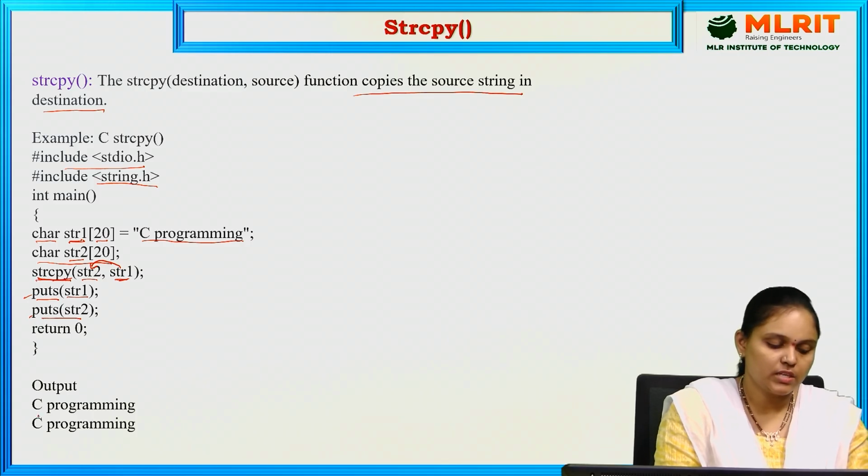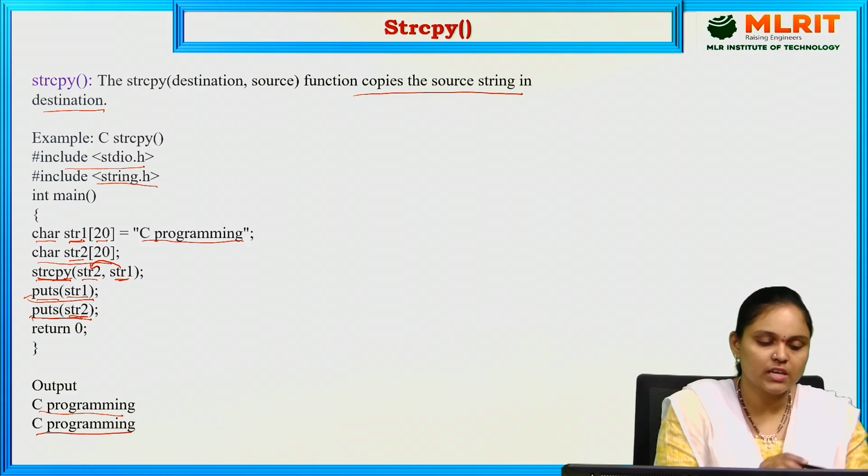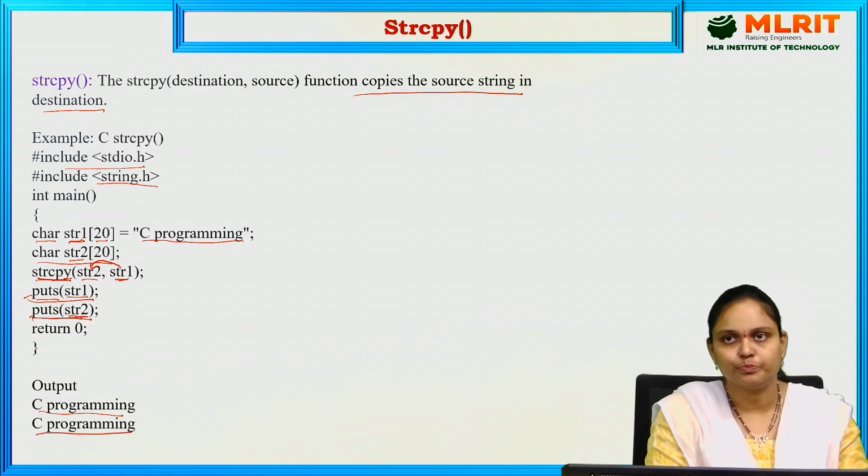So here in the test cases, this is string 1. By using the first puts statement we get string 1, and by using the next puts statement we get the string 2 characters, whatever characters are present in string 2. strcpy is used to copy one string to another string.